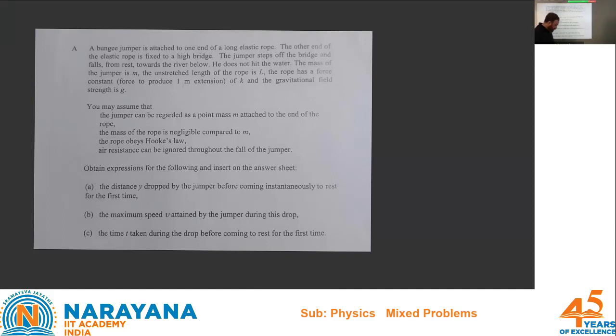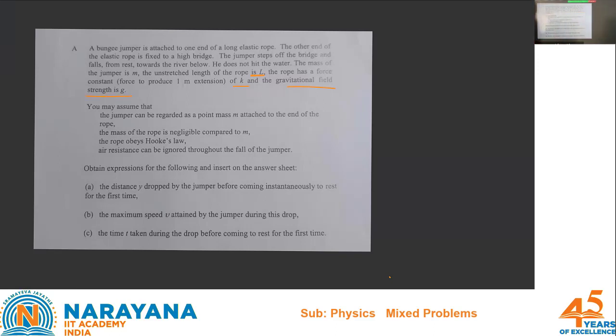In this problem, a bungee jumper is attached to one end of a long elastic rope, and the other end of the elastic rope is fixed to a high bridge. The jumper steps off the bridge and falls from rest towards the river below. It does not hit the water. The mass of the jumper is m, and the unstretched length of the rope is capital L. The rope has a force constant of k and gravitational field strength is g.